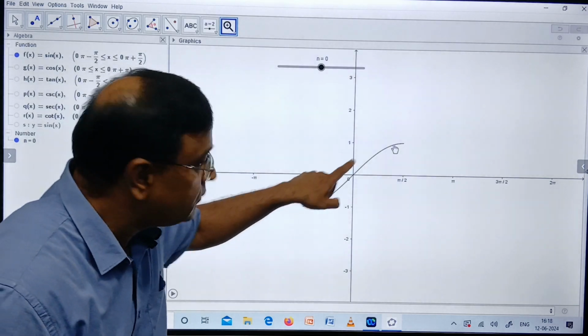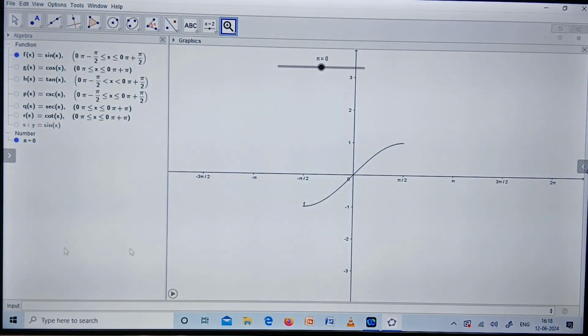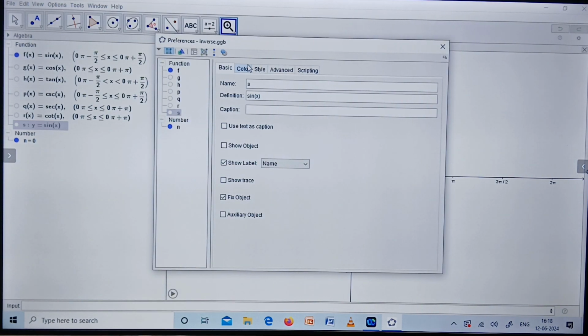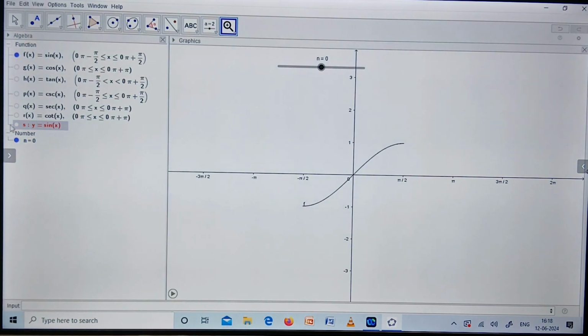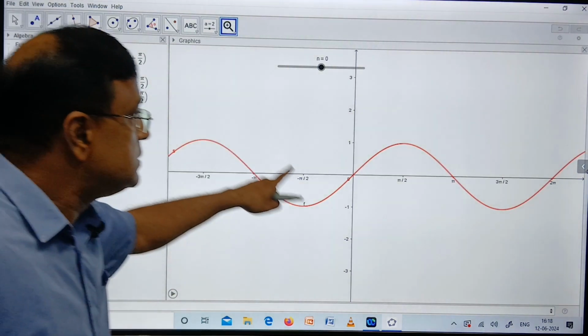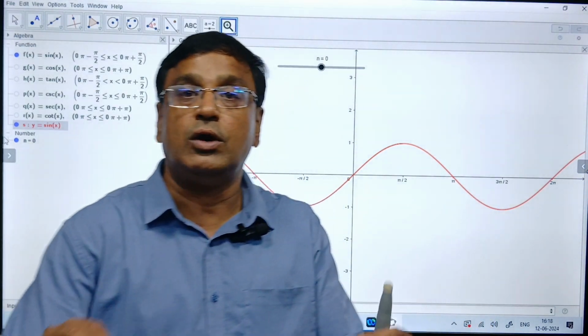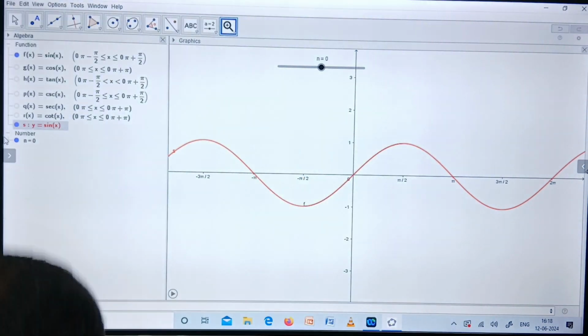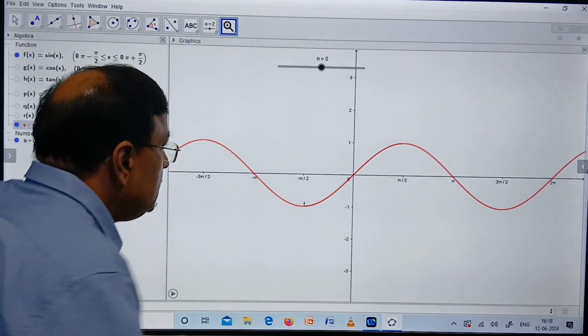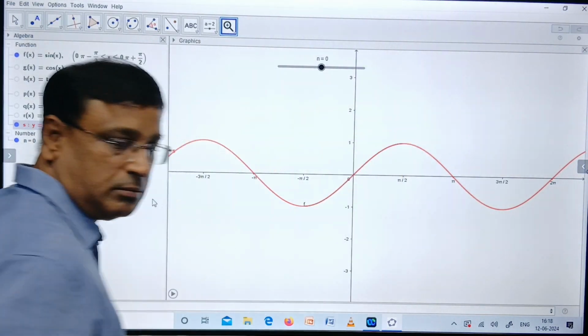Look at the graph. Let me also now show the sine curve. I will change the color to red so that you see the difference. So this is my sine curve, which doesn't look like 1 to 1. It doesn't satisfy the 1 to 1 property. But now what I do, I take only this portion of the curve, this portion.